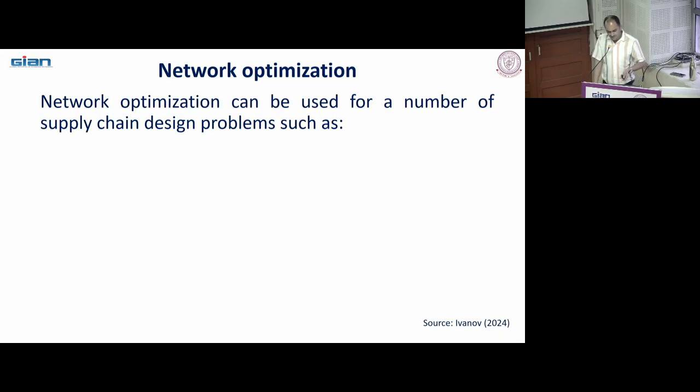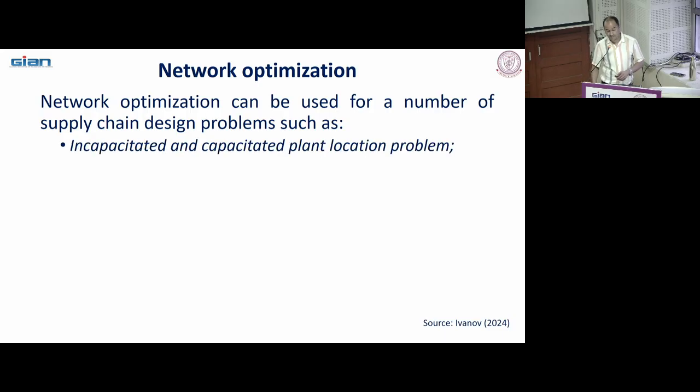Okay, so network optimization can be used for a number of supply chain design problems, uncapacitated and capacitated plant locations. Just now I told you, capacitated means we are considering the capacity when you are locating. Suppose I am saying that I want to locate a factory in Varanasi, and I am saying that the production capacity of that factory should be 1000 products per day. That is capacitated. Uncapacitated means I am not putting any restriction on whatever facility I am locating.